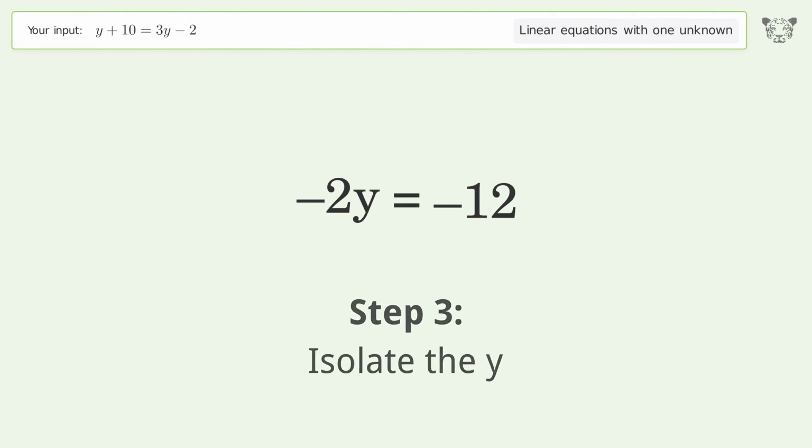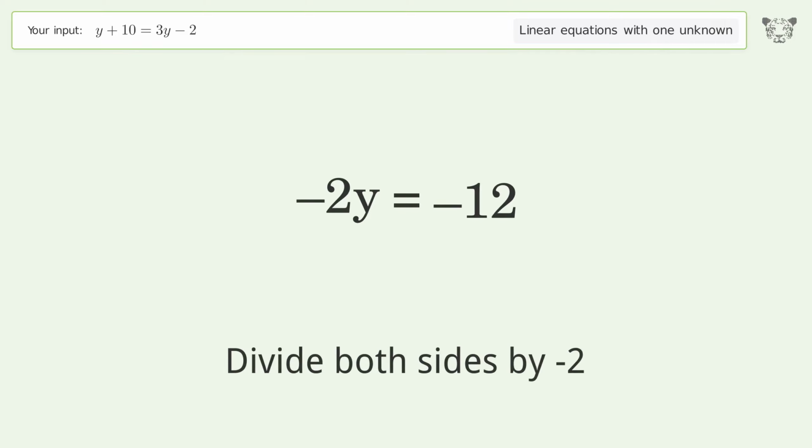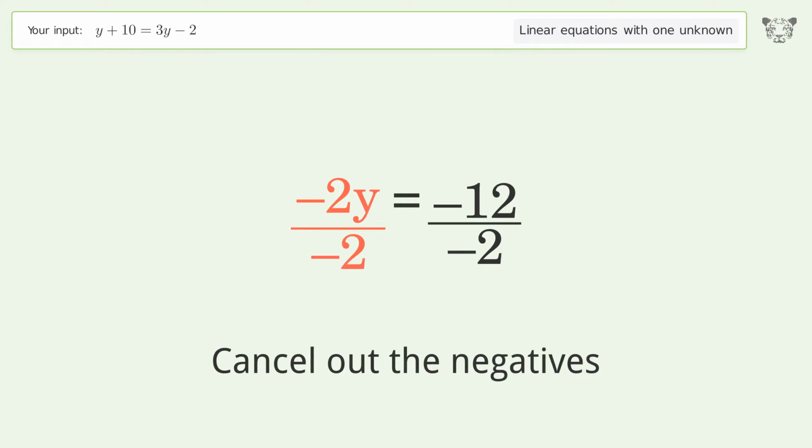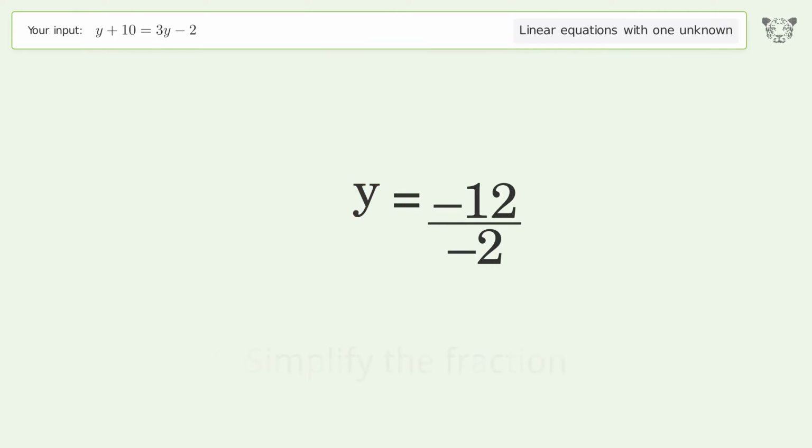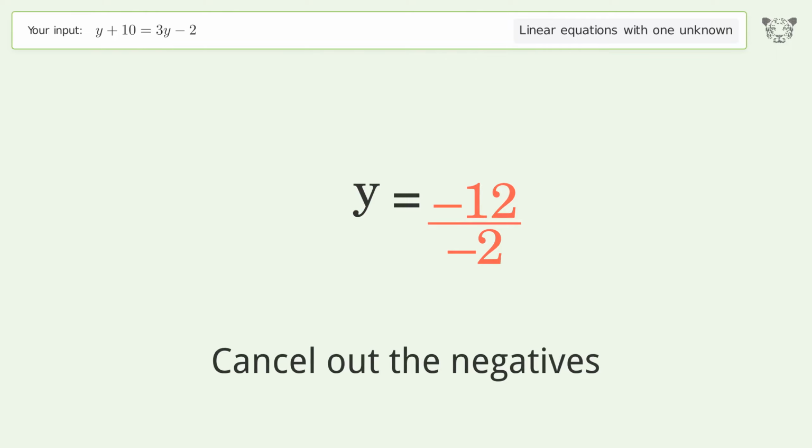Isolate the y. Divide both sides by negative 2. Cancel out the negatives. Simplify the fraction. Cancel out the negatives.